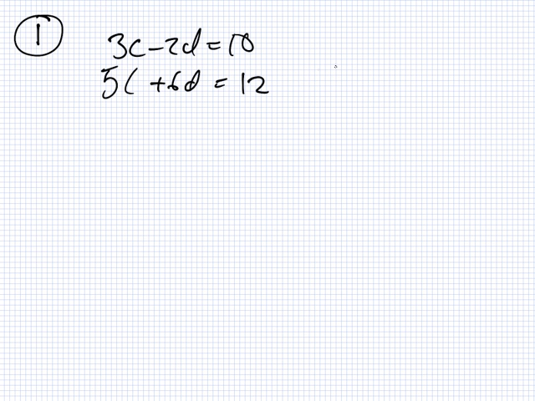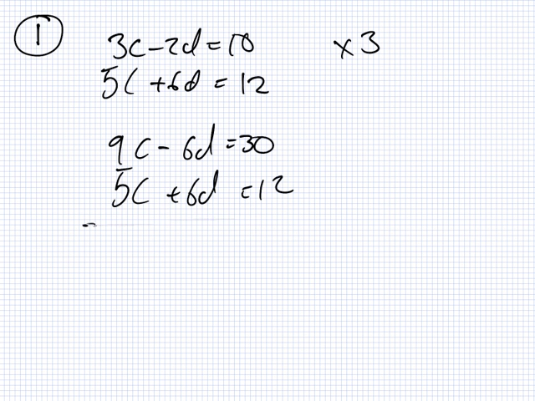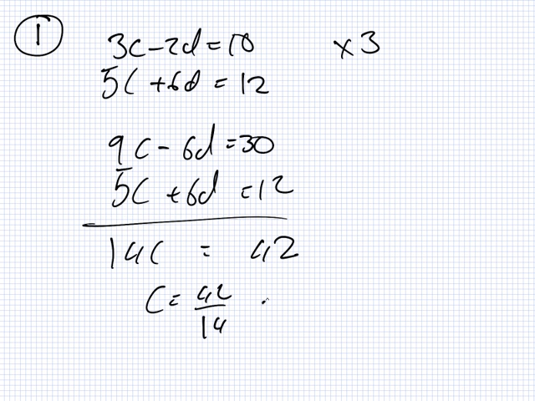Question 1. Solve the simultaneous equations 3c minus 2d equals 10, 5c plus 6d equals 12. Probably the quickest thing here would be to multiply the first by 3. So you get 9c minus 6d equals 30, and you still have 5c plus 6d equals 12. Adding them together, you get 14c equals 42. So c is 42 over 14, which is 3.